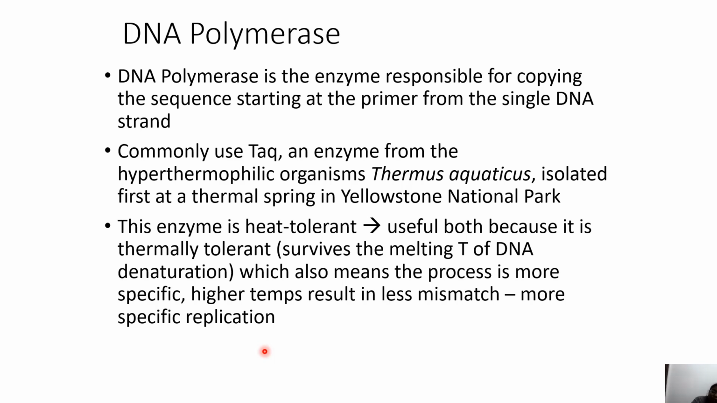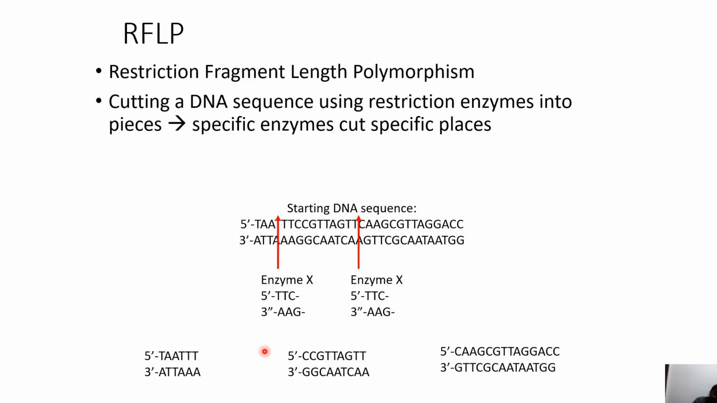Now commonly used is Taq DNA polymerase, an enzyme from the hyperthermophilic organism Thermus aquaticus, isolated first at a thermal spring in Yellowstone National Park. So this enzyme is heat tolerant, useful because it is thermally tolerant. It survives the melting temperature of DNA denaturation, which also means the process is more specific. Higher temperatures result in less mismatch, more specific replication.